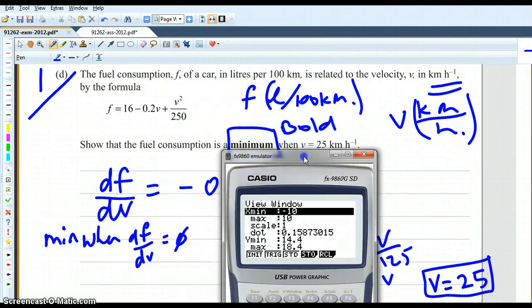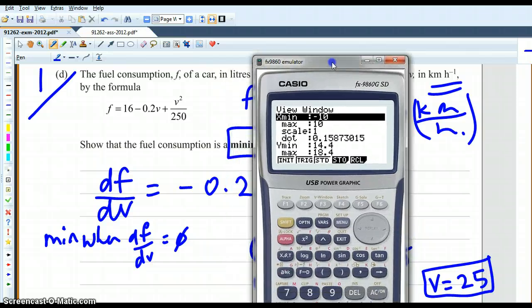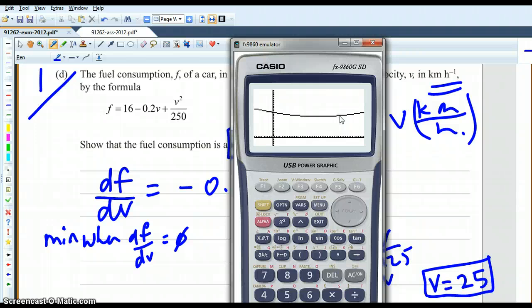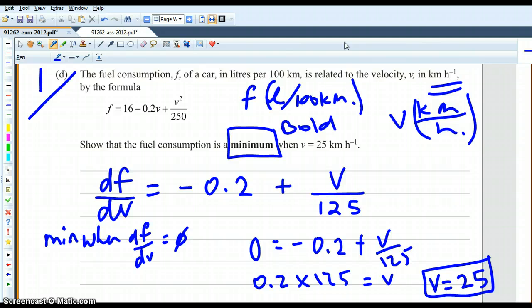Fuel consumption. Shall we go x min there? Let's take it up to 50 and let's go x max. I actually want the y min. I actually want to see it go negative. I want to see my axes, and there I'm going to do 30 and see if that gives me something I can work with a bit better. Okay, G-Solve minimum. The minimum velocity is 25, and I've got 13.5 in there. So those are different ways of checking on your calculator.